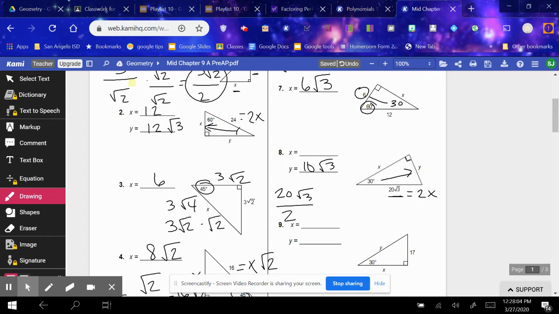Now our x is the long side, so we take our short side and then we have to multiply by the square root of 3. Square root of 3 times the square root of 3 is the square root of 9, or 3. So it's really 10 times 3, which is 30.